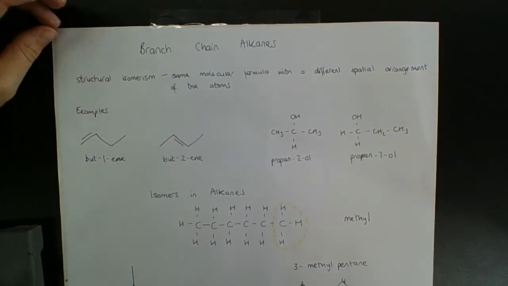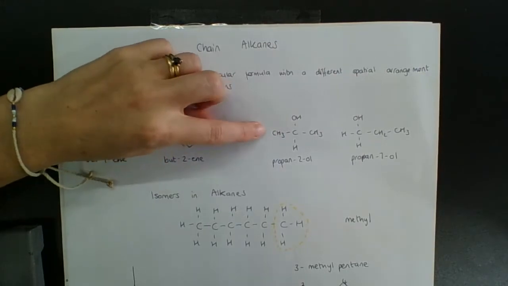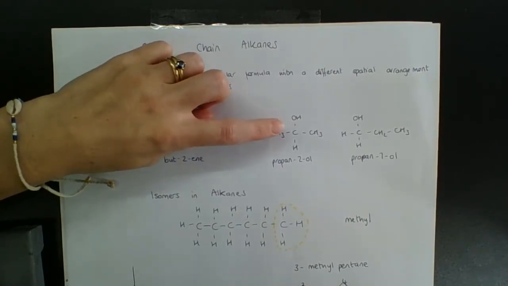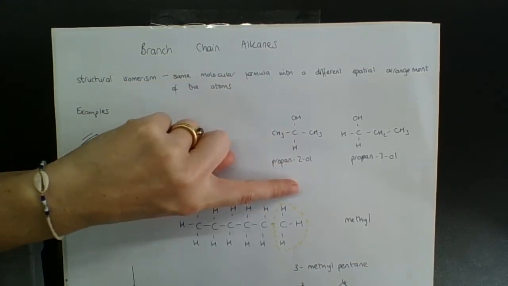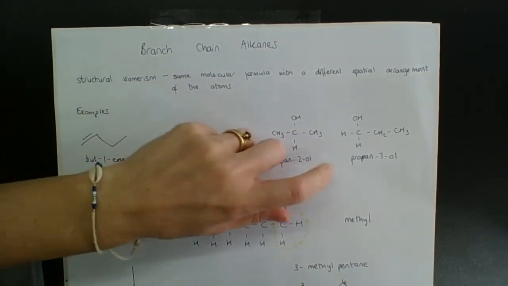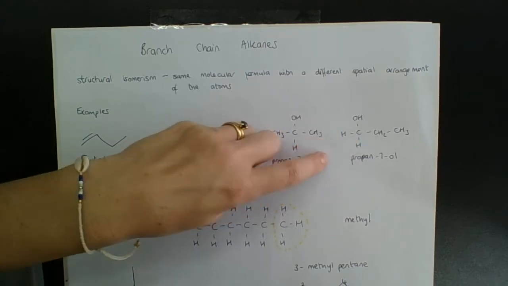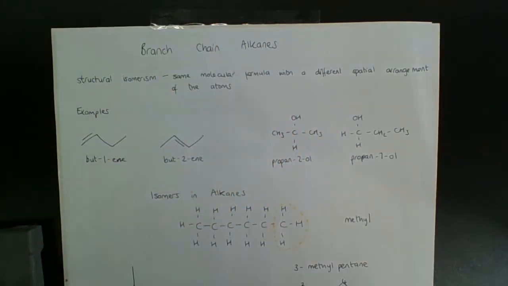Some more examples of structural isomerism. We have propanol, and we can put the hydroxyl group on the second carbon in the chain, so that would be propan-2-ol, or we could put it on the first carbon in the chain, and we have propan-1-ol. So these are what we called positional isomers because we move the functional group.